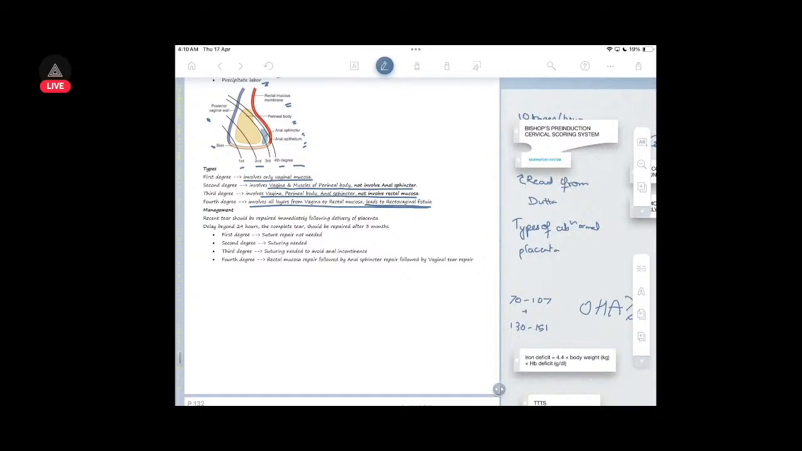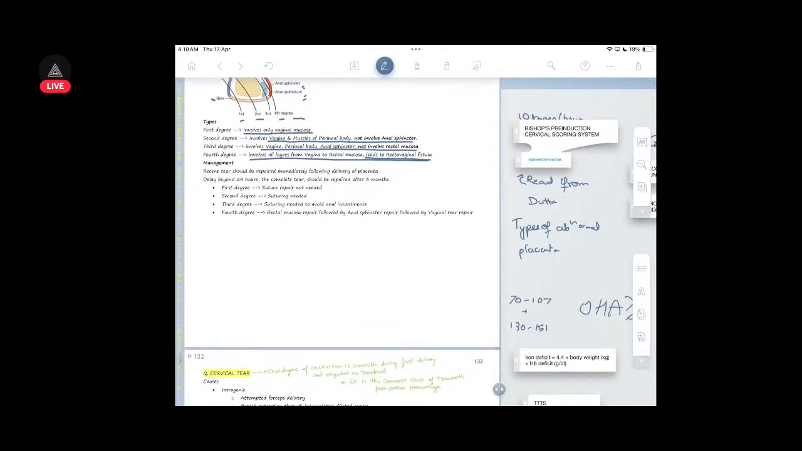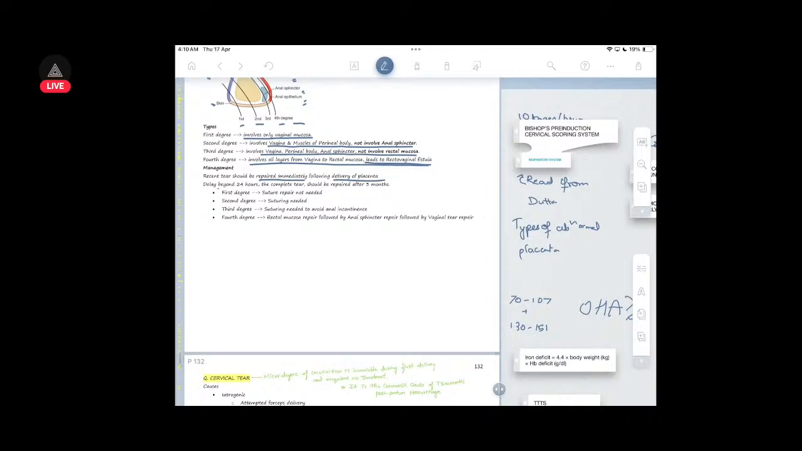Anal sphincter is involved, not the mucosa. Anal mucosa is involved, rectovaginal fistula. Okay. A recent tear should be repaired immediately following delivery of the placenta. If delayed beyond 24 hours, the complete tear should be repaired after 3 months.